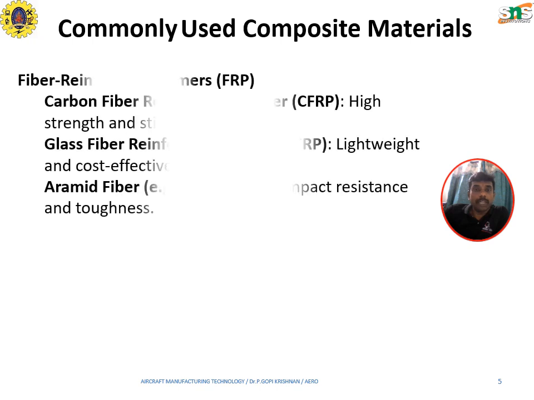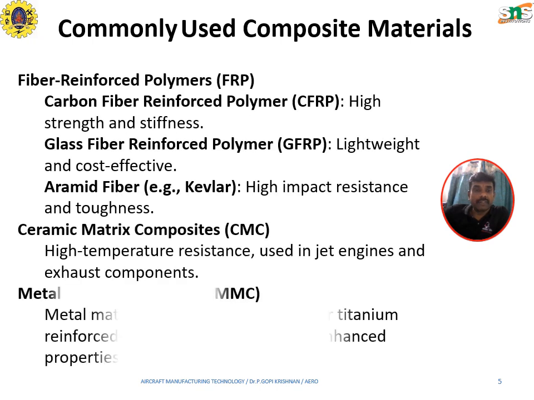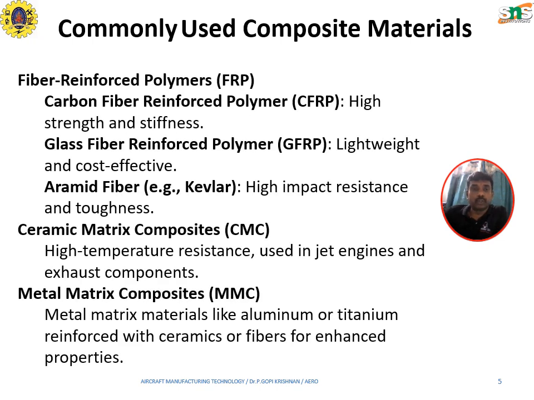And what are the commonly used composite materials? We have a number of components which are clubbed together to be called as FRP, CMC, and MMC. FRP are called as the fiber reinforced polymer matrix composite, which can be called as PMC, but since the fibers are used in the aircraft composite applications, we call it as FRP instead of FRPMC. And the second category is the ceramic matrix composites, and the third category is the metal matrix composite.